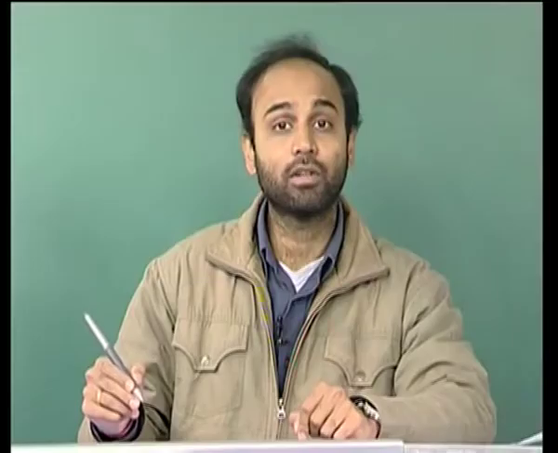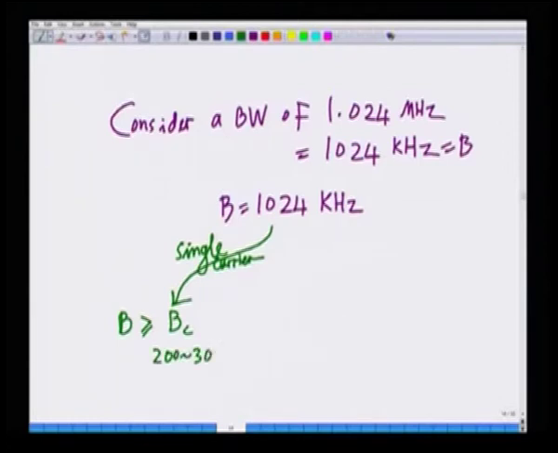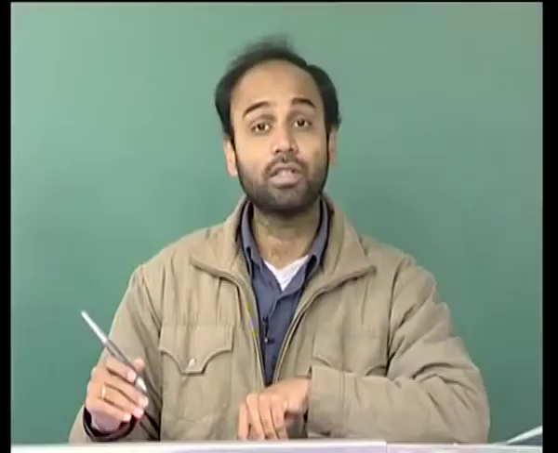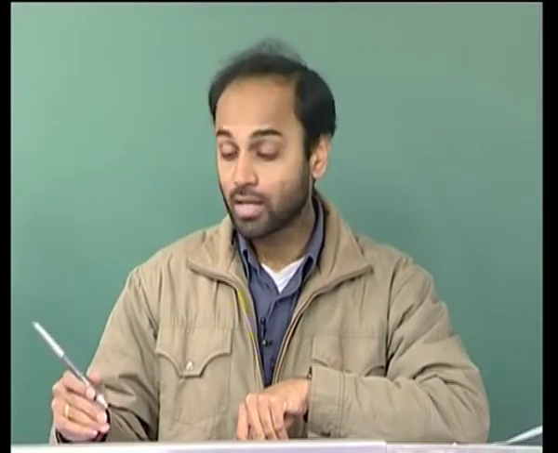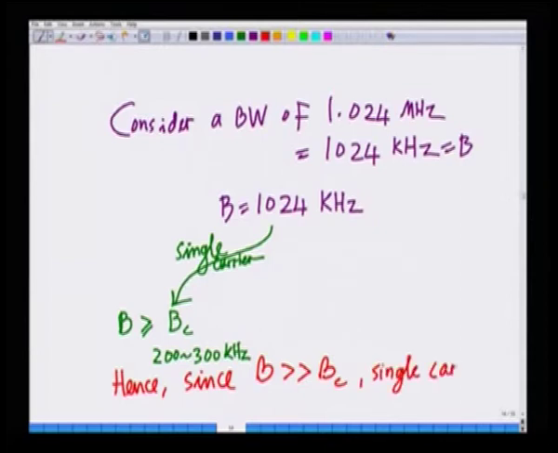Remember, several lectures earlier in the initial parts of the course we talked about this important idea, the coherence bandwidth, which is approximately 200 to 300 kilohertz. Since the bandwidth is much greater than the coherence bandwidth, this becomes a frequency selective channel, and we also said that in the time domain it means inter-symbol interference. Hence, since B is much greater than BC, a single carrier system experiences inter-symbol interference, or ISI.